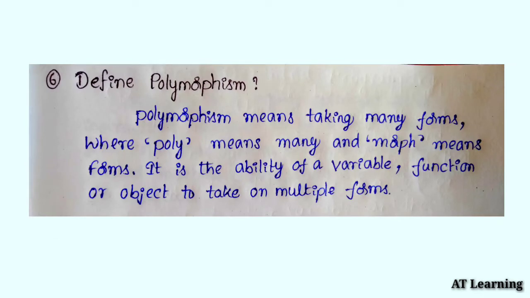Move to the sixth question, that is define polymorphism. Polymorphism is one of the OOP concepts. The name polymorphism itself says poly means many and morph means forms. So we can say that it is the ability of a variable, function or object to take on multiple forms.